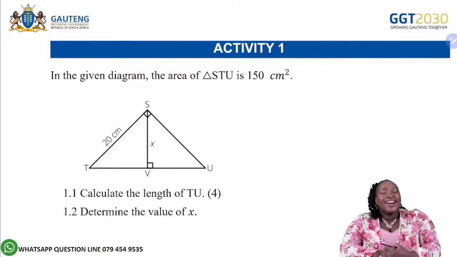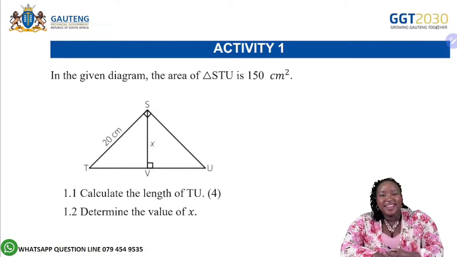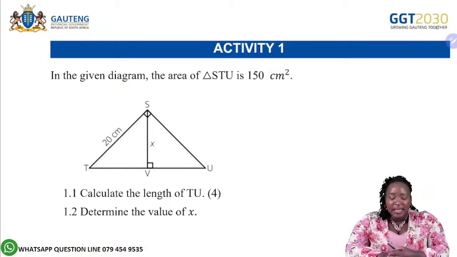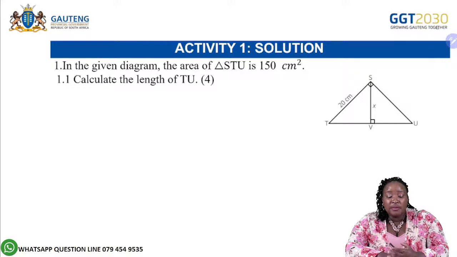All right. How was this activity for you, class? I hope you had a bit of fun trying to figure this one out, right? Okay, so when we look at the first question, it says calculate the length of TU, and you've actually been given the area of triangle STU, right? So let's start there. It says in the given diagram, the area of triangle STU is 150 centimeters squared. Now, the marks should already give you an idea that you are going to need to do a bit of work in order for you to solve this, because it's out of 4 marks, right?